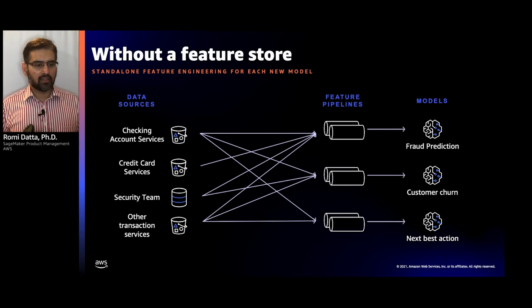Multiple teams, checking account, credit card, security teams, they all might be recreating the same feature without a feature store. So for example, a feature like a fraud score, each one of them might be creating a fraud score for customers. Now that has two disadvantages. One is that duplication of effort, and the second is that there might be some non-standardization in practices to determine things like fraud scores even within an organization.